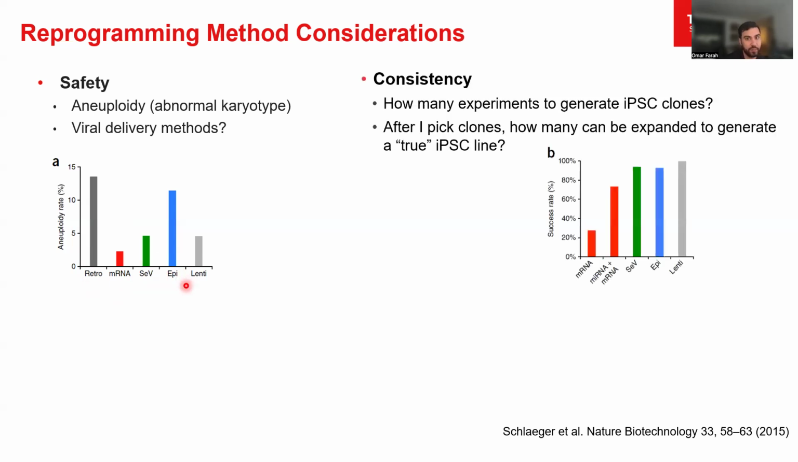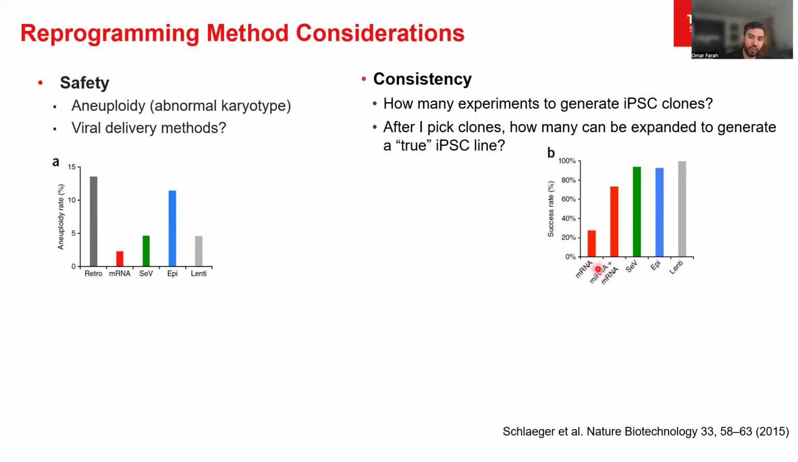So the safety of the method is important, but also another consideration is the consistency, right? You have to ask yourself, how many experiments do I have to do to generate an iPS clone with each reprogramming method? And you'll see that for the most part, most reprogramming methods are robust. The Sendai virus, the episomal, lenti tend to have really high success rates, meaning that you are able to generate an iPSC clone from your starting experiment.